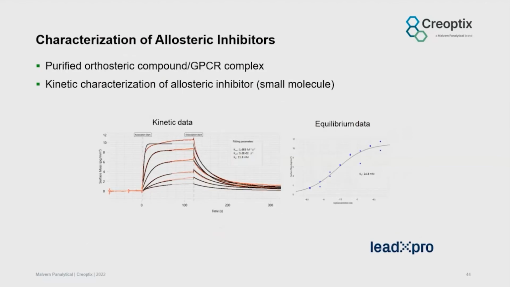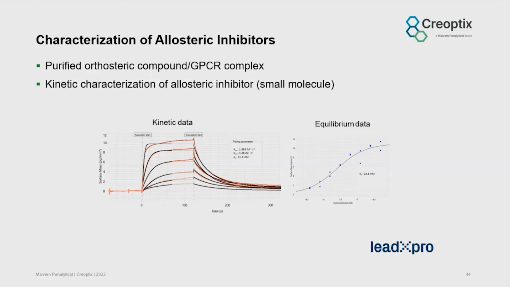Here we have the demonstration of allosteric inhibitors on purified orthosteric compound GPCR complexes, and we're looking at the kinetic characterization of an allosteric inhibitor, so a small molecule. What this demonstrates is binding to fully purified membrane protein. Now we're not talking about a prep, but you can see small molecule binding. These types of assays are often run on other technologies. However, on many SPR systems, it's not possible to measure the same degree of fast off rates that we can. This is due to the valve switching and the innovative fluidics that we spoke about earlier.